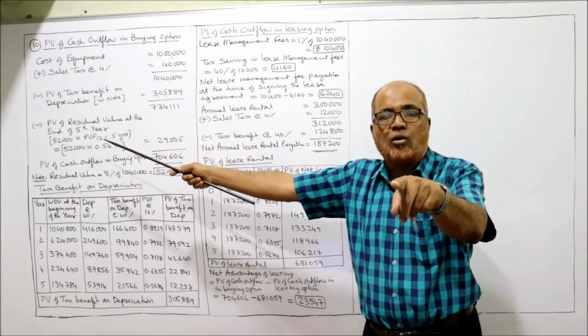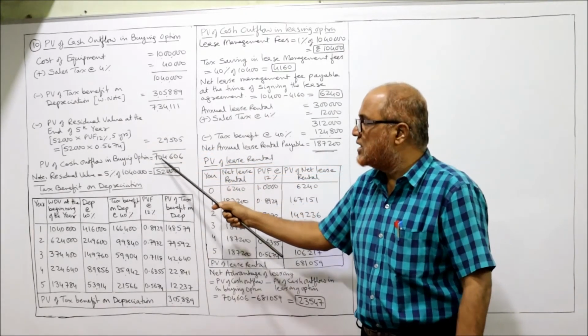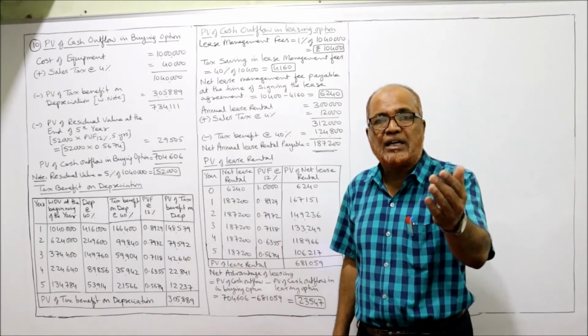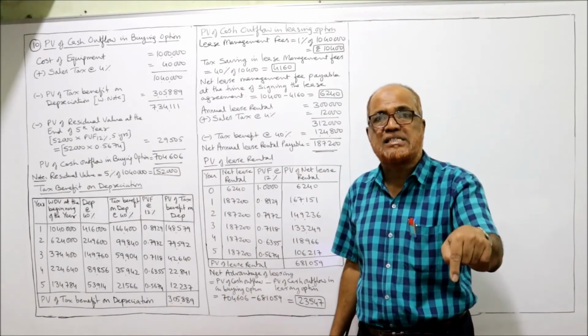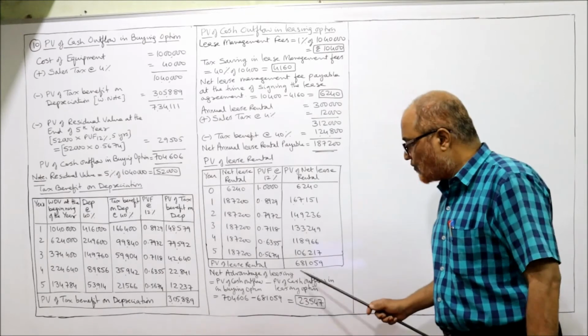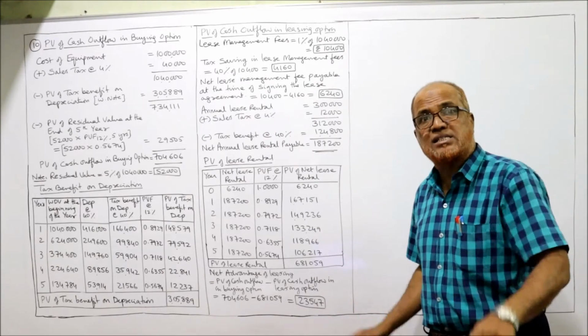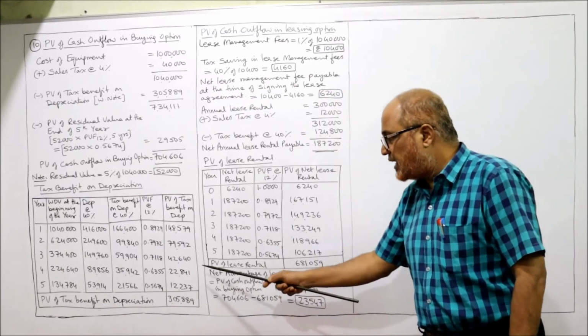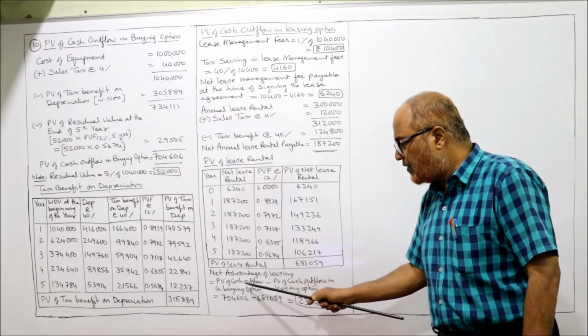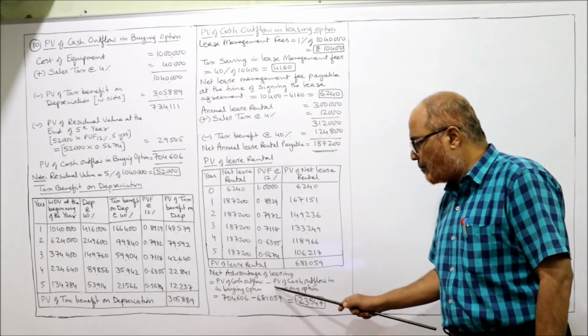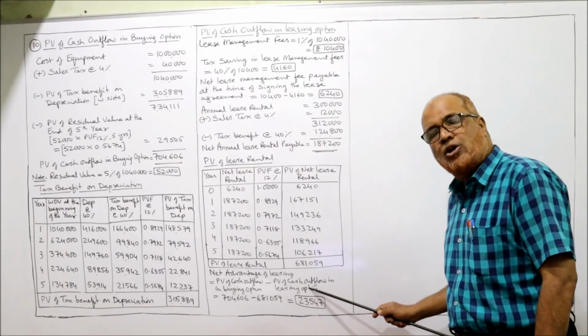If we buy the equipment, the present value of cash outflow is 7,04,000. If we take the equipment on lease, the present value of cash outflow is only 6,81,000. So our cash outflow is less in case of leasing. What is the net advantage of leasing? PV of cash outflow in buying option minus PV of cash outflow in leasing option.